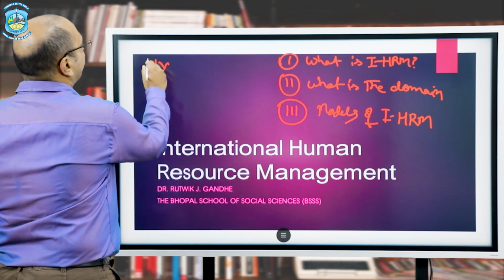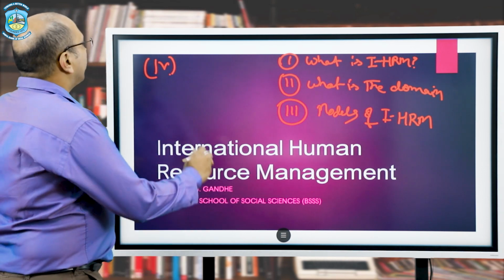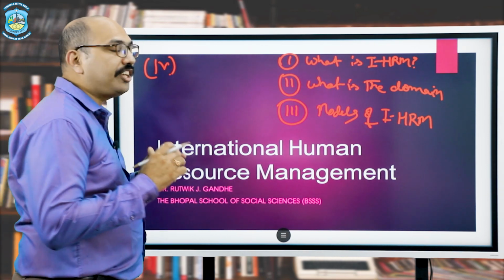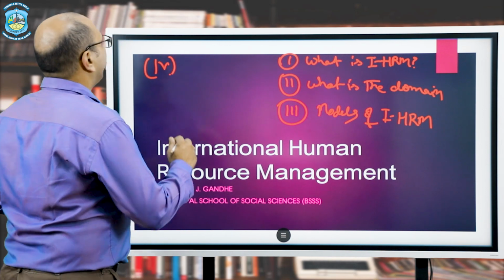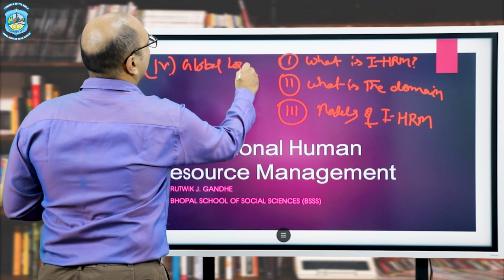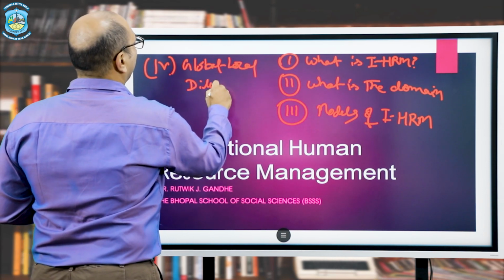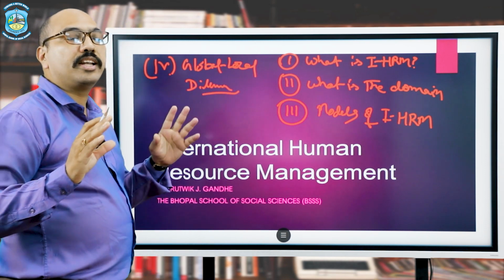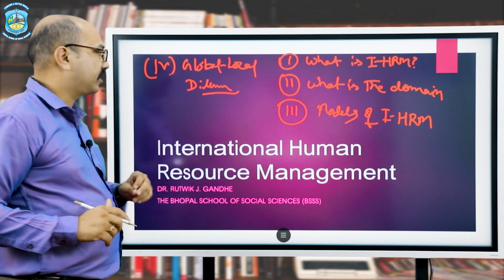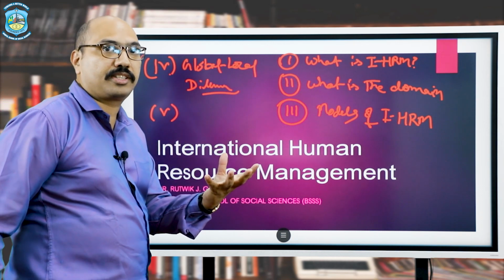The fourth important dimension that we are going to cover is a typical feature, or a key feature one should rather say, of international human resources management, and that is called the global local dilemma. Global local dilemma. So what is global local dilemma? That we are going to briefly discuss.